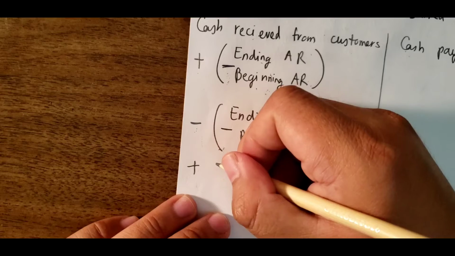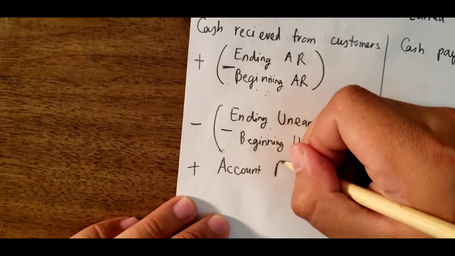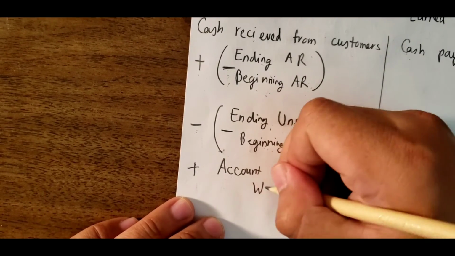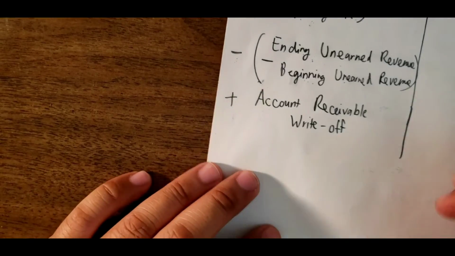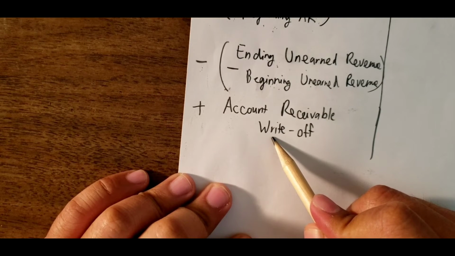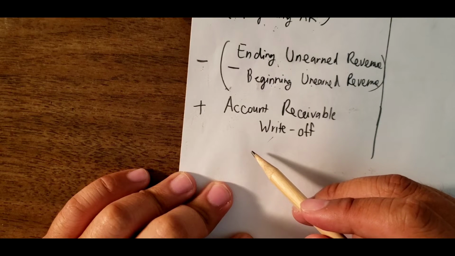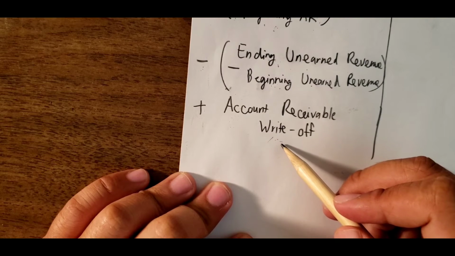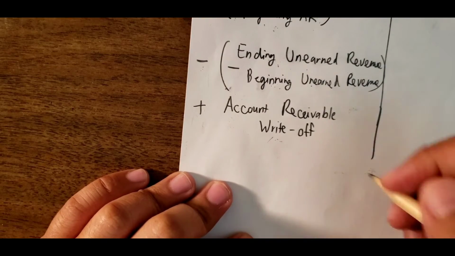Later we plus account receivable write off. Why do we need to plus account receivable write off? Because when we write off, it will reduce the account receivable. But right now we need to plus account receivable write off to know the total accrual at the beginning, so that we just revert back.